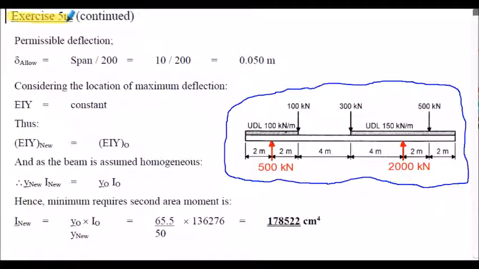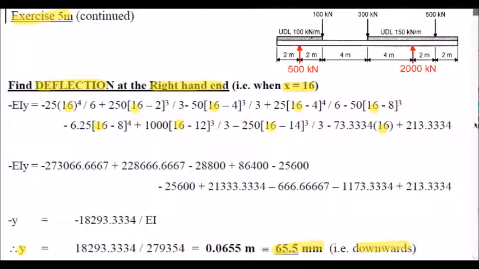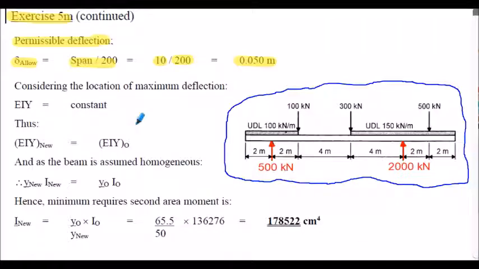Exercise 5m continued. Now we're told in the question that the permissible deflection, the allowable deflection, is the span divided by 200. The span in this case between the supports is 10 meters, so 10 divided by 200. The maximum deflection we're allowed for the beam is actually 0.05 meters or 50 millimeters. We know from our previous calculation we have a maximum deflection of 65.5 millimeters, and that is actually at the right hand end. But that's the maximum deflection on the beam. So what we're going to do now is determine the actual I value required to ensure that the maximum deflection is limited to 50 millimeters.